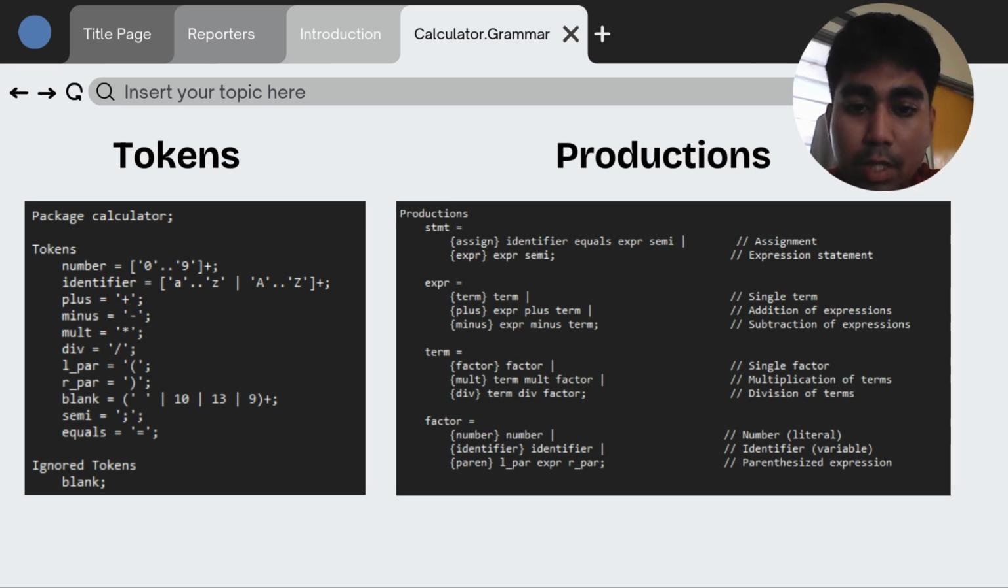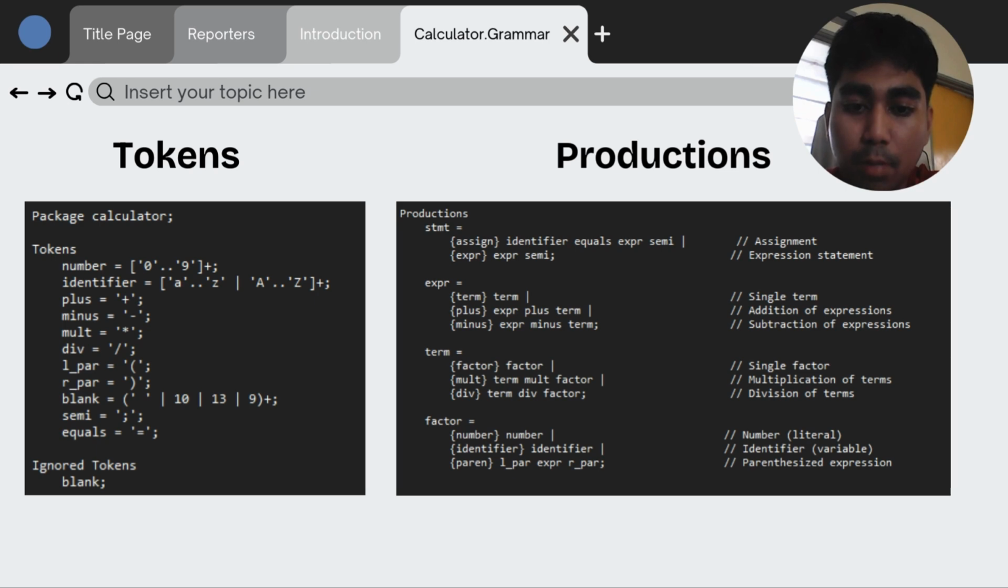Here is what each token represents. Tokens consist of number, identifier, plus, minus, multiply, division, LPAR, RPAR, blank, semi, and equals. Number represents numbers like 1, 2, 3, or 4, 5, 6. Identifier represents variable names like x or result. Plus, minus, multiply, and division represent operators.